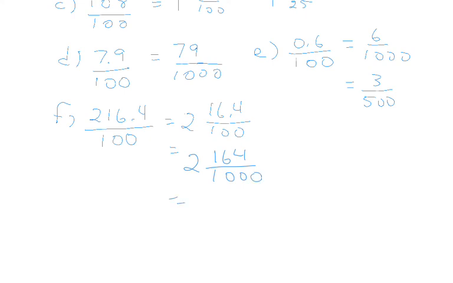So I'm going to divide. I see that 4 goes into the numerator and the denominator. So I'm going to have 2 and 41 over 250 once it's in lowest terms. That one's tricky because of the simplifying the fraction, going to the 100, over 1,000 for the decimal and having a whole number in there.